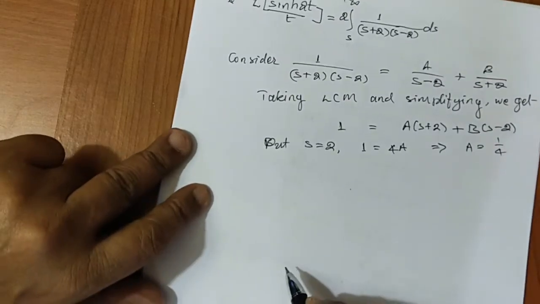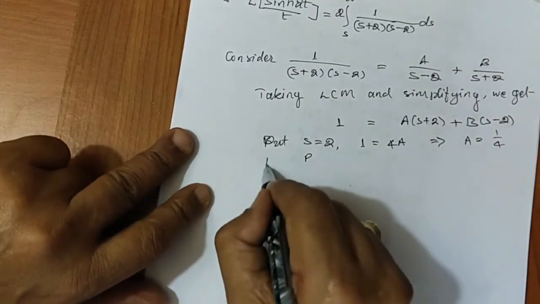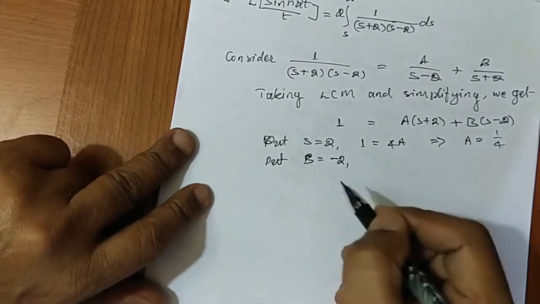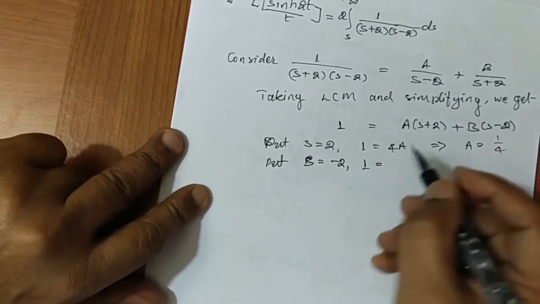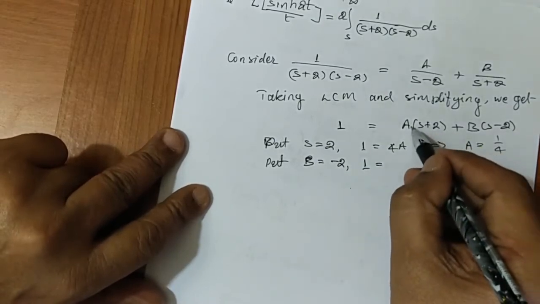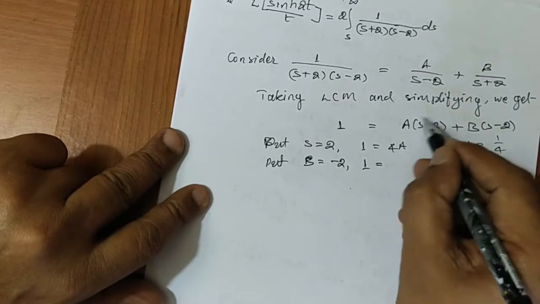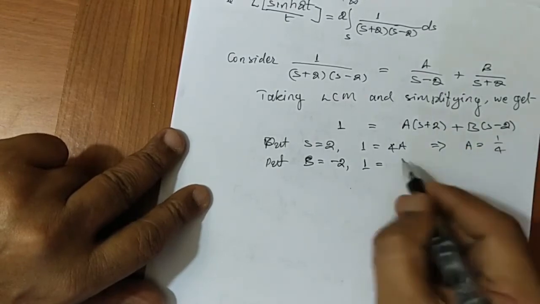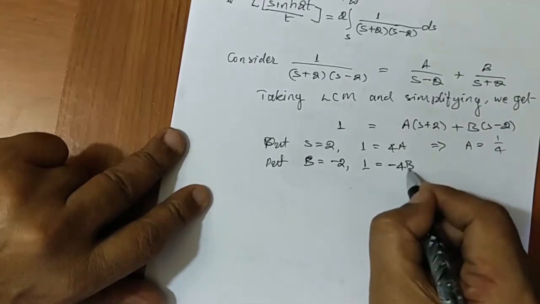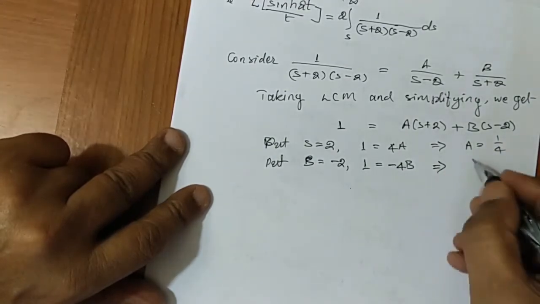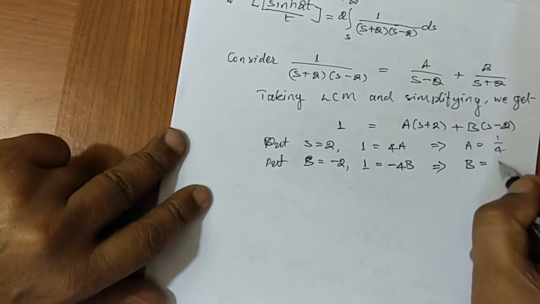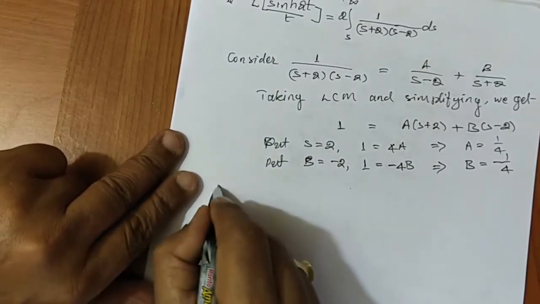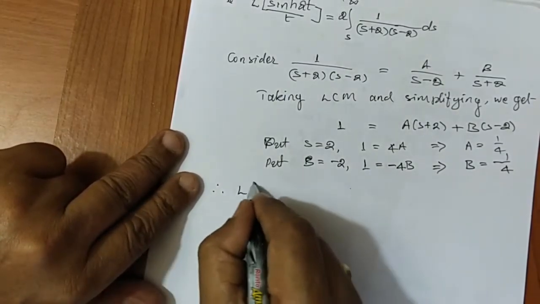Then I put s equal to minus 2. So 1 is equal to, if I put minus 2 for s, the a term becomes minus 2 plus 2, which is 0, so the a term will not be there. Minus 2 minus 2 is minus 4, so it is minus 4b. This implies b is equal to minus 1 by 4.